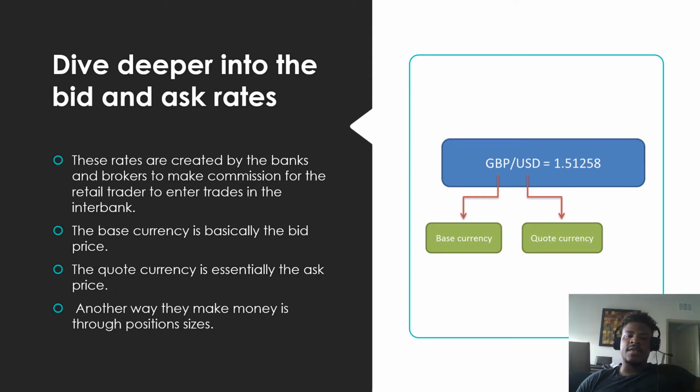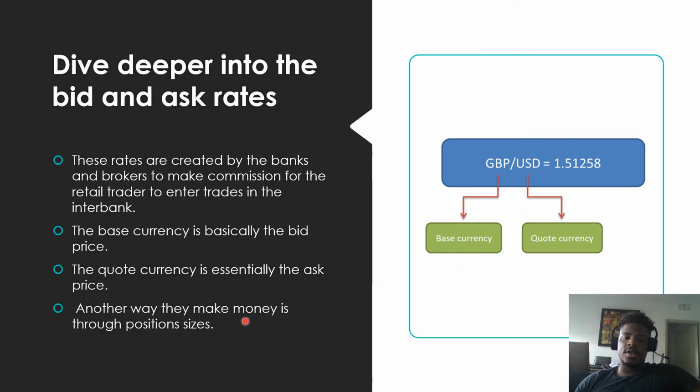Like I said, diving deeper into the bid and ask rates. These rates are basically created by the banks and the brokers, once again, to make commission from the retail trader as we go ahead and enter trades to the interbank. Once again, the base currency is actually the bid price. So if you can see the pointer, let's see if I can get a pointer. Pointer options, I'll say laser pointer. You see this base currency right here? This is actually the bid price. As for the quote currency, this is actually the ask price.